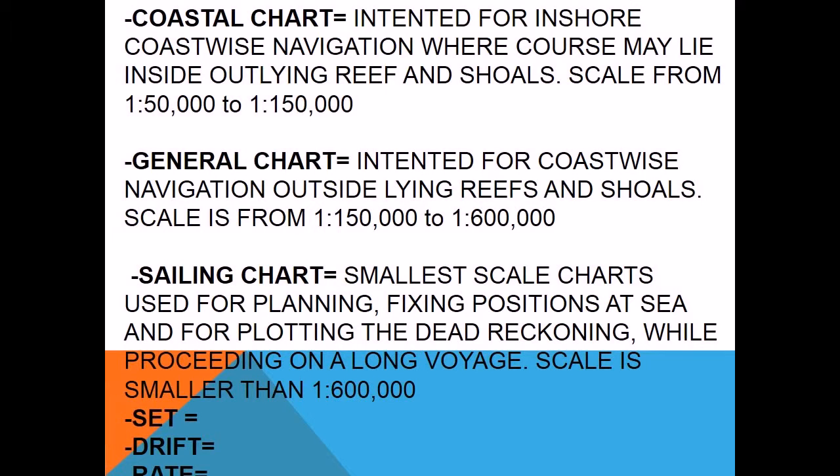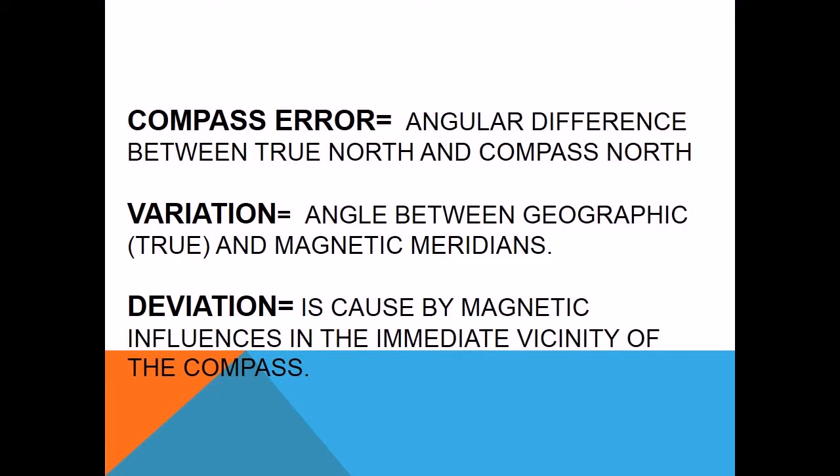Set. Drift. Rate. Compass error: angular difference between true north and compass north. Variation: angle between the geographic, true, and magnetic meridians. Deviation is caused by magnetic influences in the immediate vicinity of the compass.